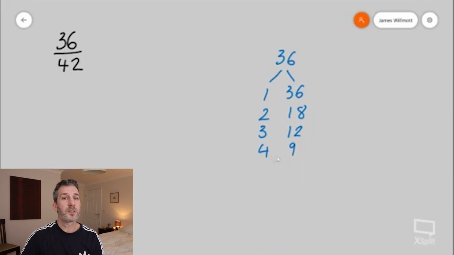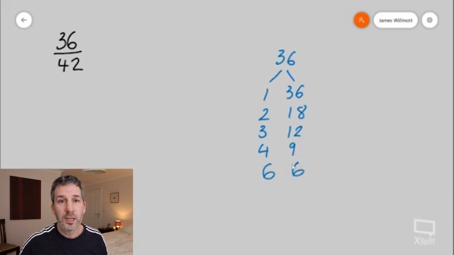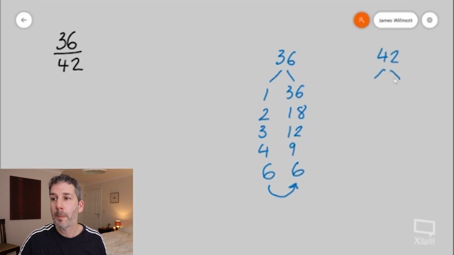It's not in the 5 times table, so I can't do 5 times something, but I can do 6 times something. 6 times 6 makes 36. You don't really need to write that 6 down twice, but why not? And then I'm kind of looping back on myself here. When you do that, you know that you've got them all. So those are all the factors of 36, and I'm just going to repeat this for 42.